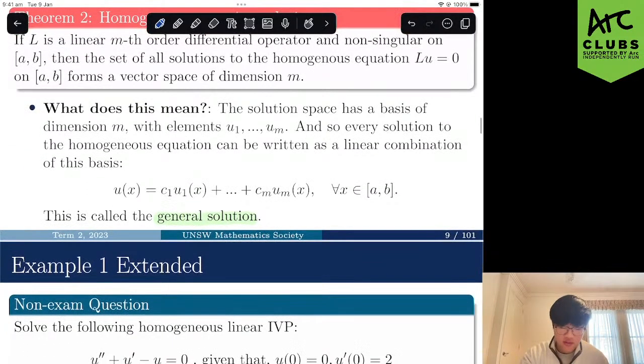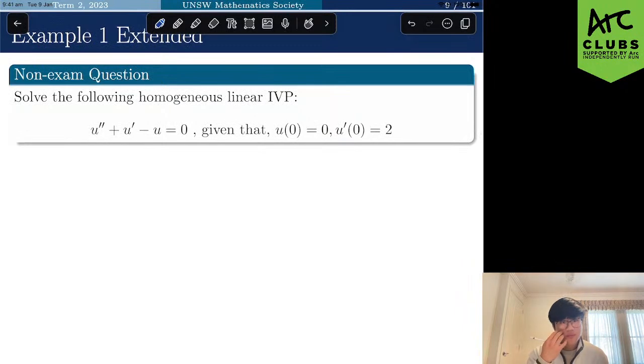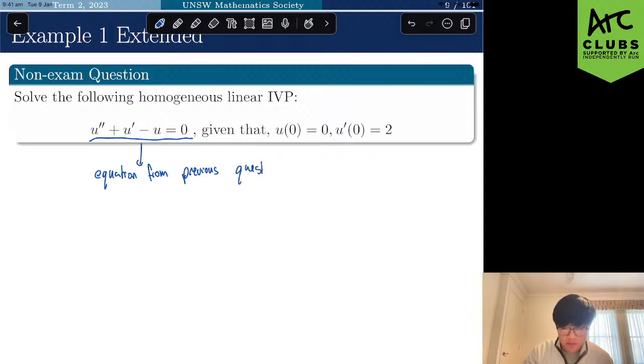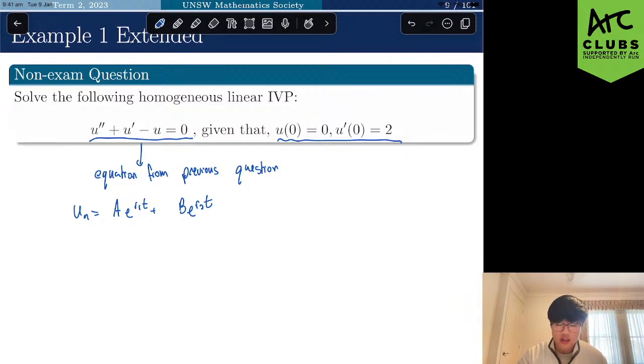All right, now let's tackle a question. It says solve the following homogeneous linear IVP, and note that this is the equation from before. It's an equation from the previous question, and we're given these initial values. Before, we saw that u_h equals A e to the R1 t plus B e to the R2 t, and R1 and R2 were minus 1 plus or minus root 5 on 2. But we'll just keep it as R1 and R2 for simplicity.